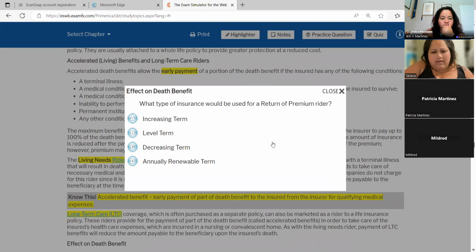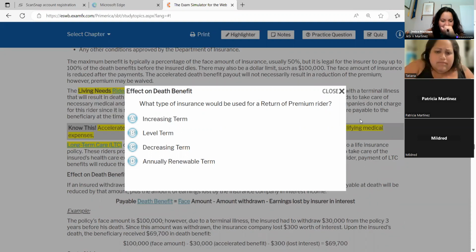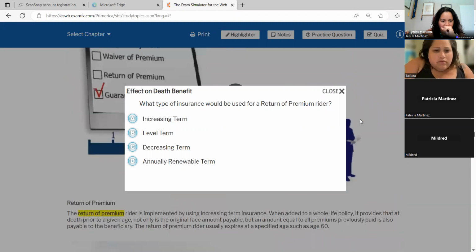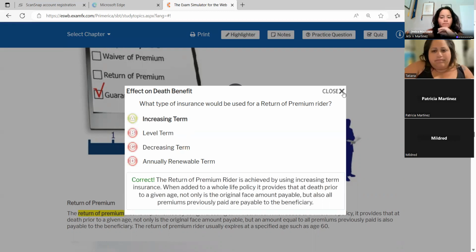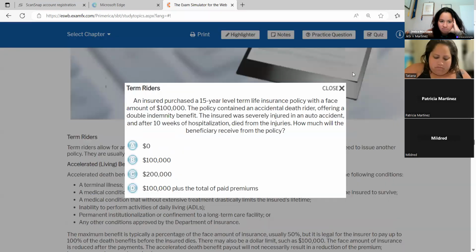Is it C? I think it's A. A? I don't remember that one. Yeah, I think it said using increase in term insurance. Increase in term, yeah. Okay, so we're over here. Let's see what comes up.